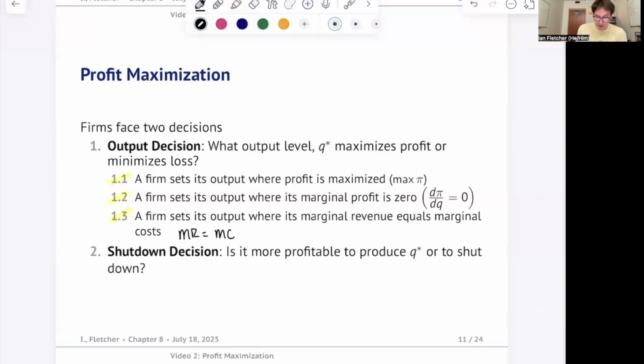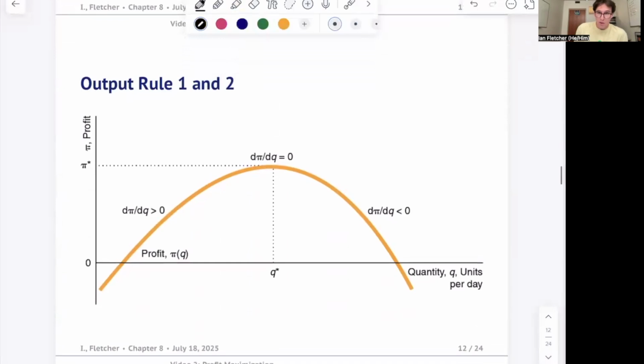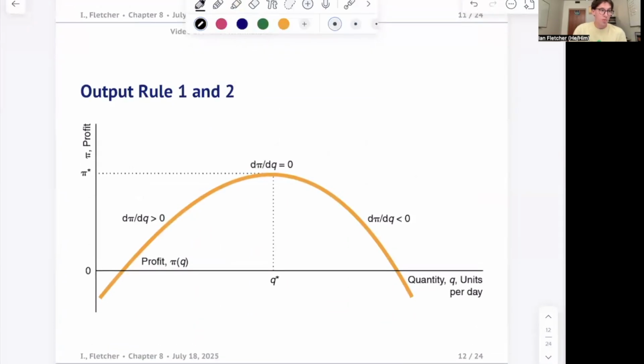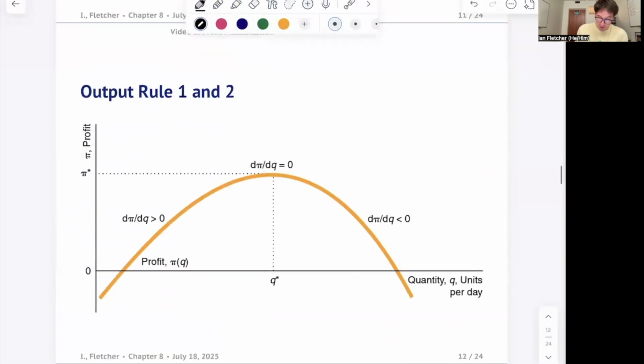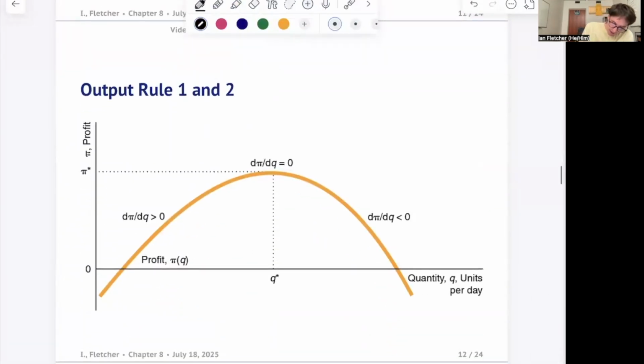And then the second decision that we have is the shutdown decision. Is it more profitable to produce at that output, or should we just close up shop and leave? And this graph will show us output rules 1 and 2. If we remember, output rule 1 says that we should set our output where our firm is maximizing profit. This just means that we are going to set it where this graph is at the top.